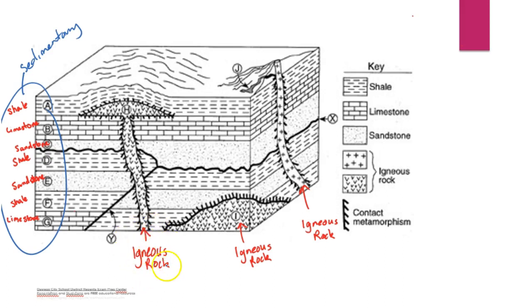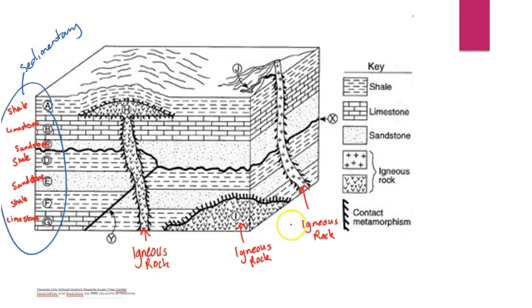Before we look at that, let's also have a look here. We've got igneous rocks here, here, and here. Now, this one is actually pushing up through the layers. So I'd say that this one here is younger than all these layers around it. This one here is also pushing up through the layers, so it's going to be younger than the ones around it.